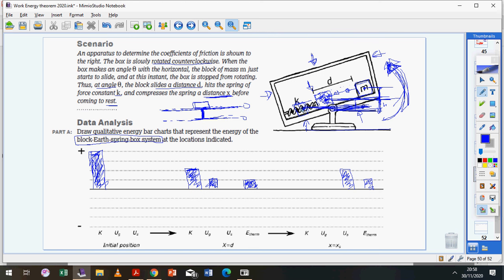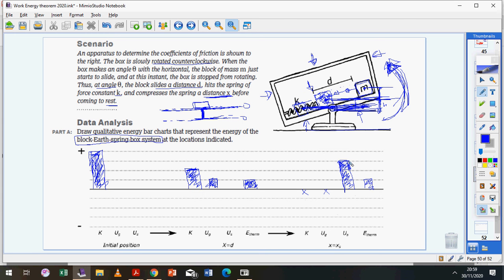No, I don't have a height above my initial position, so I'm not going to have any potential energy. Since it's at rest, I won't have any kinetic energy. So the only two energies I have are thermal energy and elastic potential energy. Now, I don't think these two energies will be equal, so I'm going to draw my elastic potential energy being greater than the thermal energy.